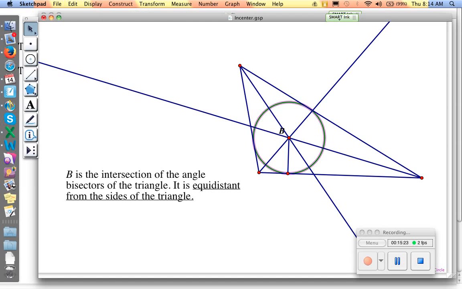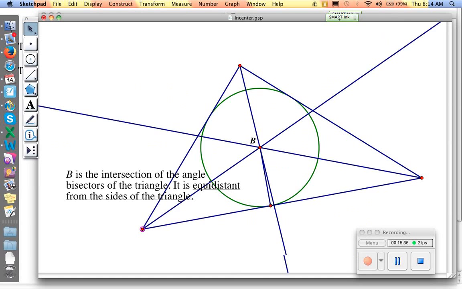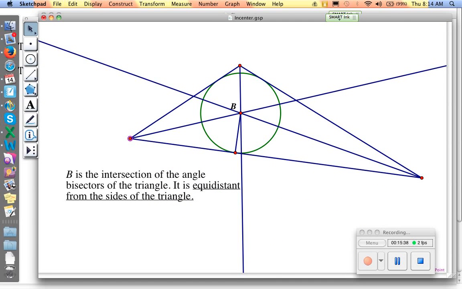Notice what is special about that circle in the triangle. It is touching each side of the triangle. Notice that no matter how I wiggle my triangle, it's always inscribed in the triangle.